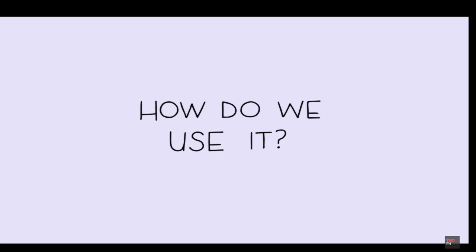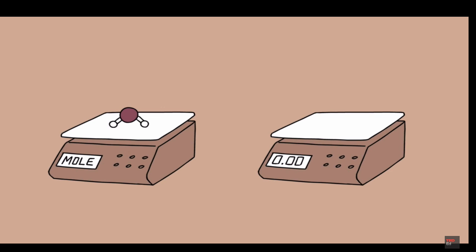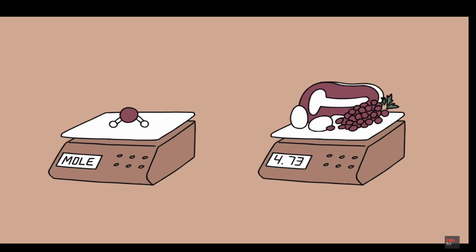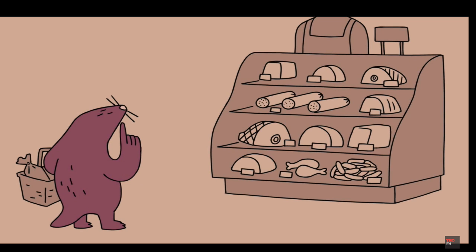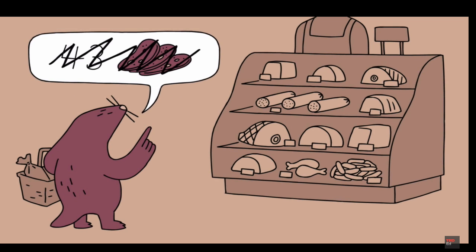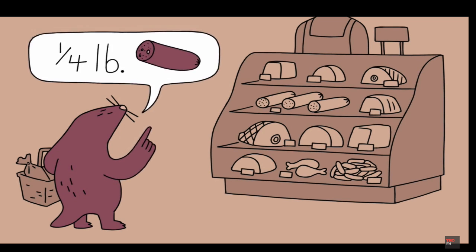Okay, now we sort of have an idea how large the mole is. So how do we use it? You might be surprised to know that chemists use it the same way you use pounds to buy grapes, deli meat, or eggs. When you go to the grocery store, you don't go to the deli counter and ask for 43 slices of salami. You buy your salami by the pound.